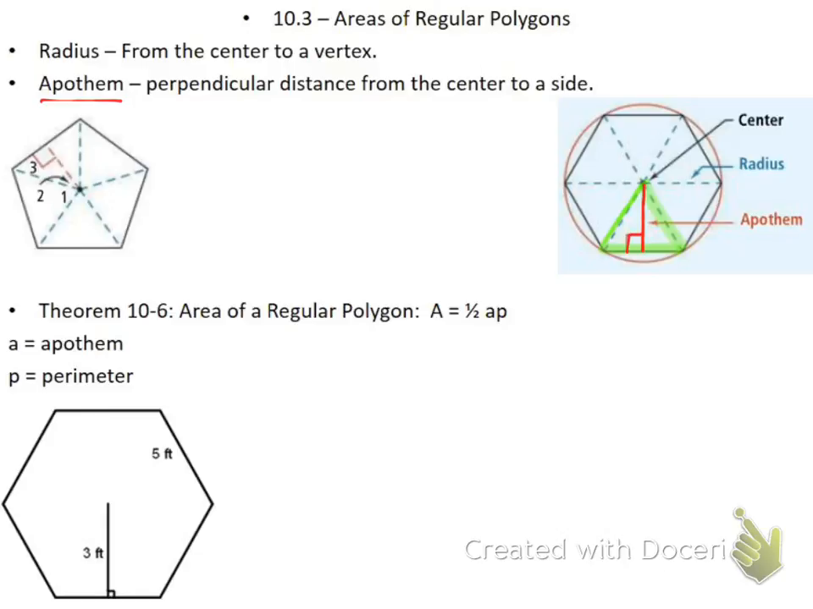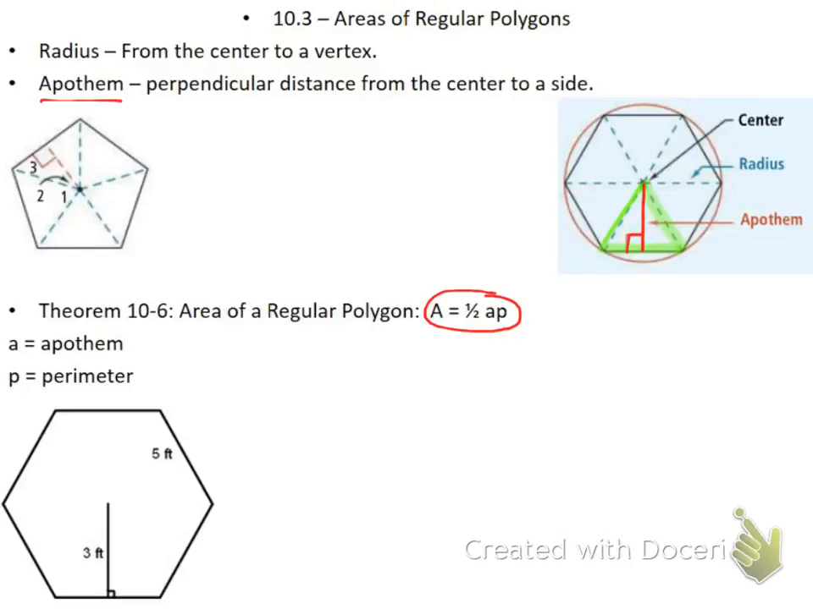So we'll use trig today. The formula that we'll use is down here, which is 1/2 times the apothem times the perimeter. So the apothem is going to be the thing that's tricky. Finding the perimeter shouldn't be too hard.